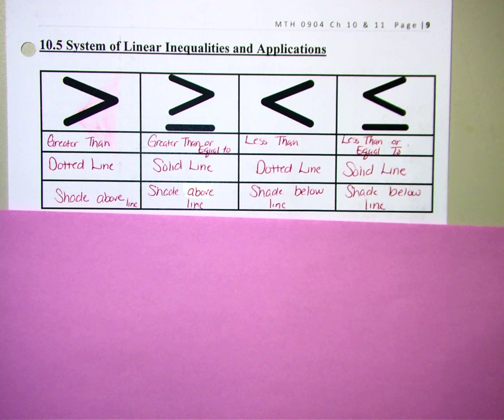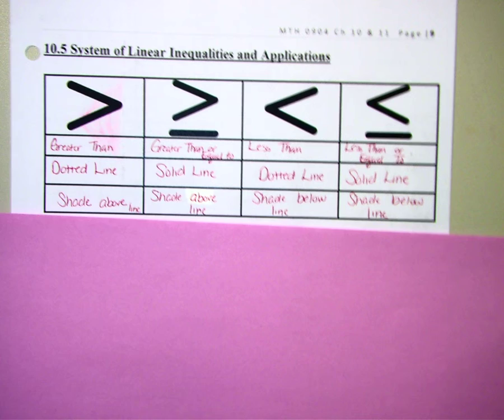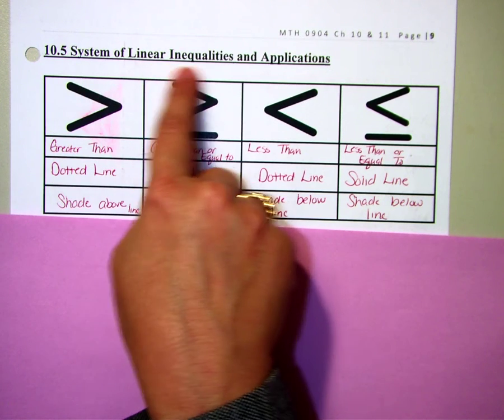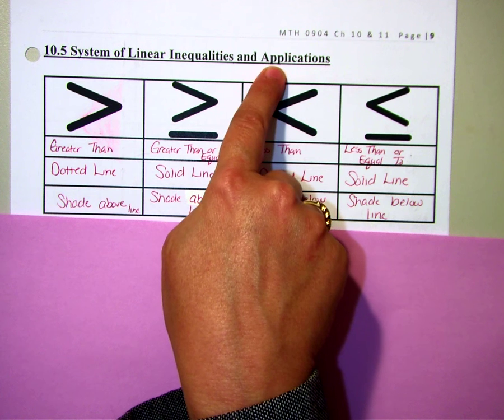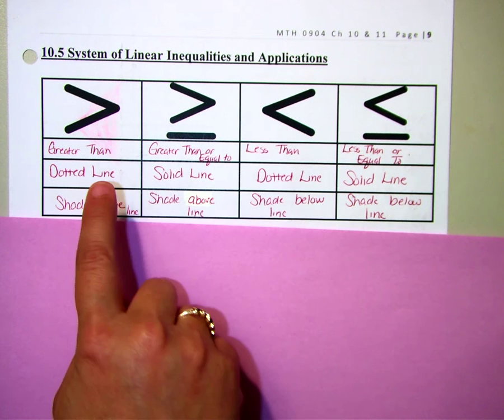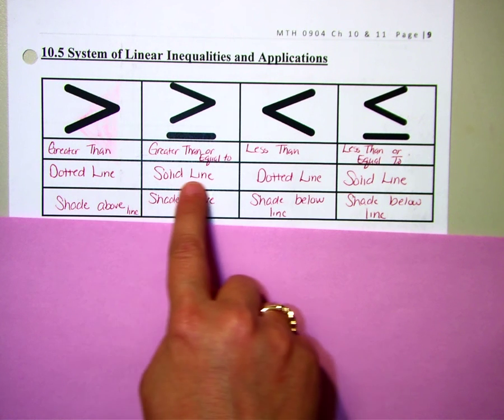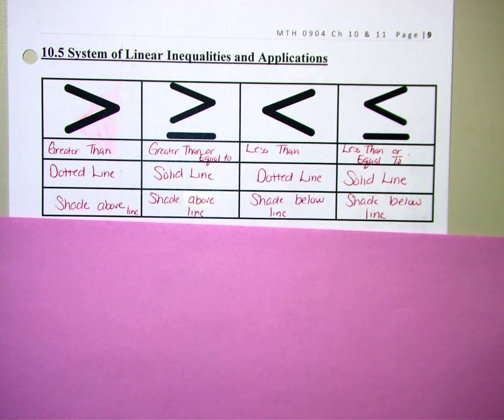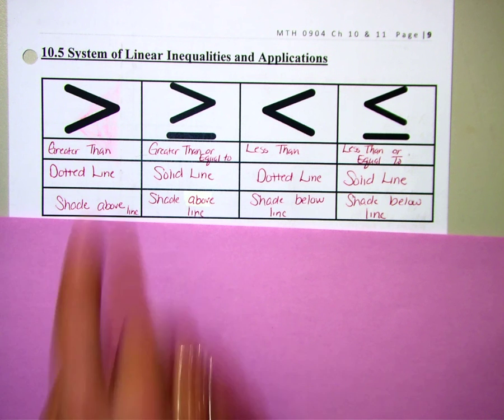Okay, today we're talking about section 10.5, systems of linear inequalities and applications. These lovely symbols you should have seen back in previous sections of 090 something. We have greater than or equal to, less than or equal to. Notice that the equal to ones have these lovely little lines underneath them. That's the ones that mean equal to.